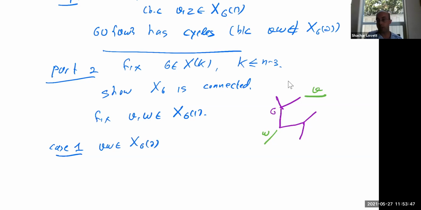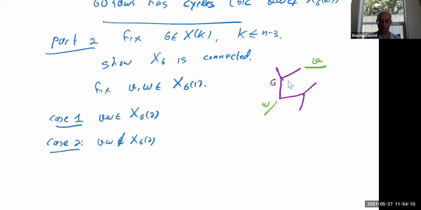Now, I assume I can add both edges, and it's still going to be without any cycles. Then it's very simple because the edge VW is in this graph. So they're connected by a single edge. Right? That's very easy. So the interesting case is that if they are not connected by an edge, VW is not in X sigma 2. So I cannot add both. If I add both, I get a cycle. In this case, we will show that there exists some other Z in X sigma 1 such that VZ and ZW are in X sigma 2.